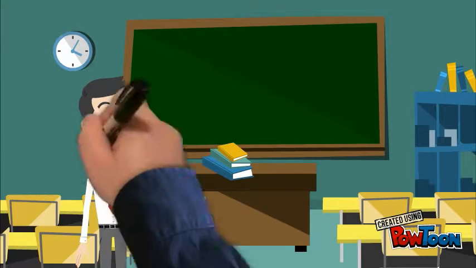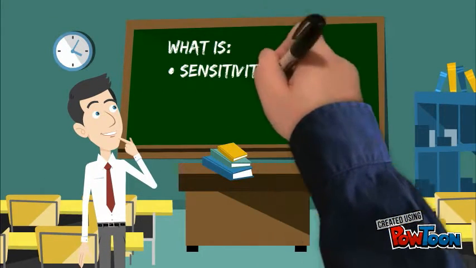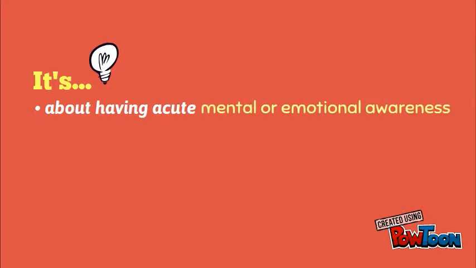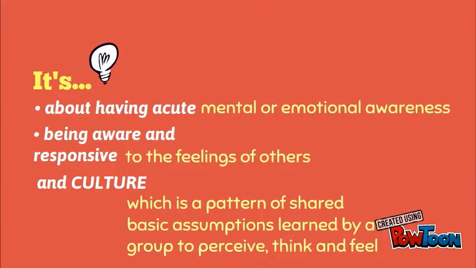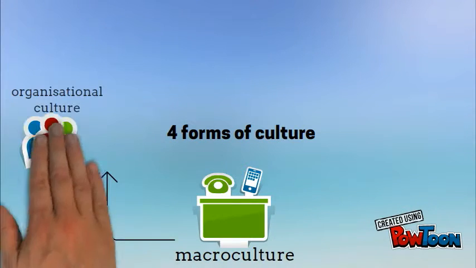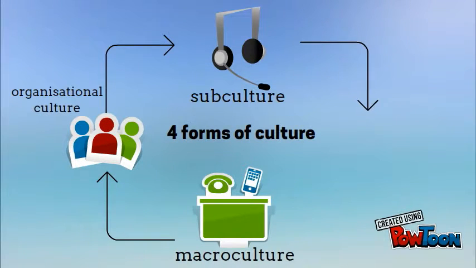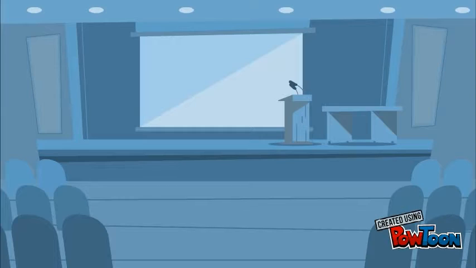We'd like to first mention what sensitivity and culture is, as they play a big part in what's to come. Sensitivity is about having acute mental or emotional awareness, or being aware and responsive to the feelings of others, and culture, which is a pattern of shared basic assumptions learned by a group to perceive, think and feel. We've identified 4 forms of culture, mainly macroculture, organizational culture, subculture and microculture.